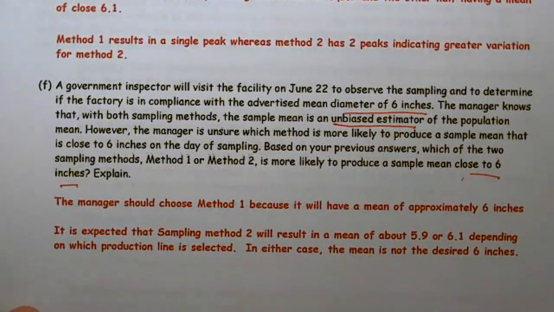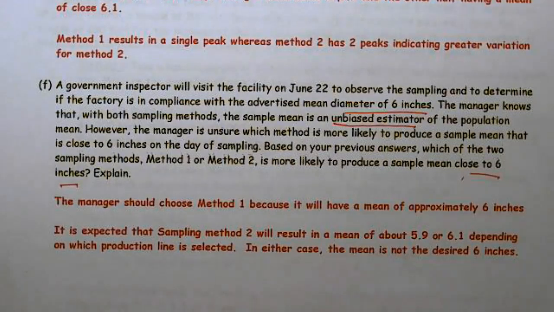So the manager should choose method 1 because it will have a mean of approximately 6 inches. It's expected that sampling method 2 will result in about a mean of 5.9 or 6.1, depending on which production line was selected. In either case, the mean is not the desired 6 inches. All right, so they should choose number 1. Thank you.